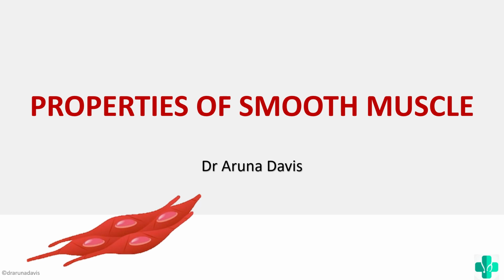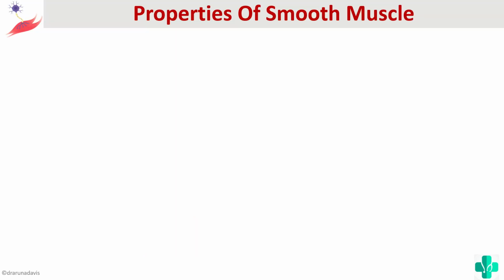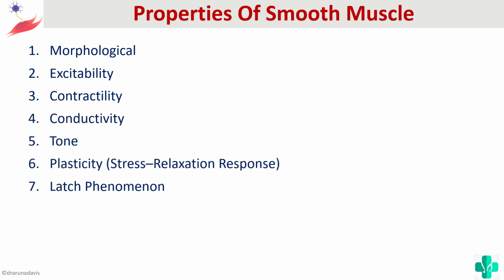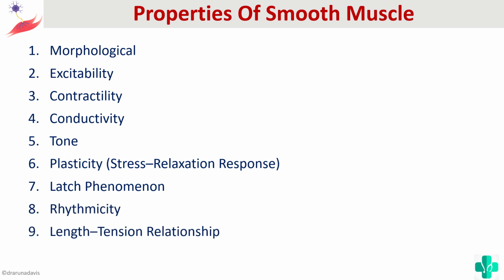Okay. So let's start. Here I've enumerated 10 properties of smooth muscle. Let's see each one by one. We've got morphological properties, excitability, contractility, conductivity, tone, plasticity, stress relaxation phenomenon, then rhythmicity, length tension relationship, and force velocity relationship. So now let's see each point one by one. First we'll see the morphological characteristics.